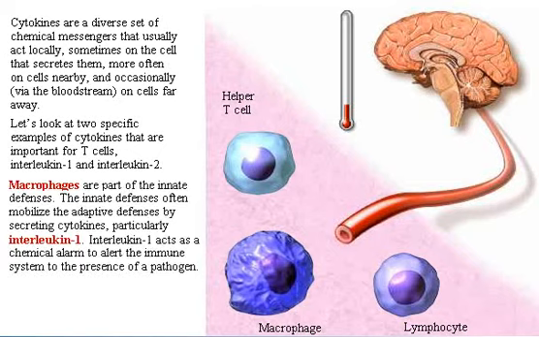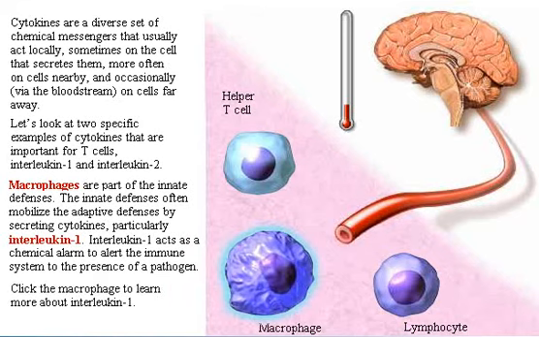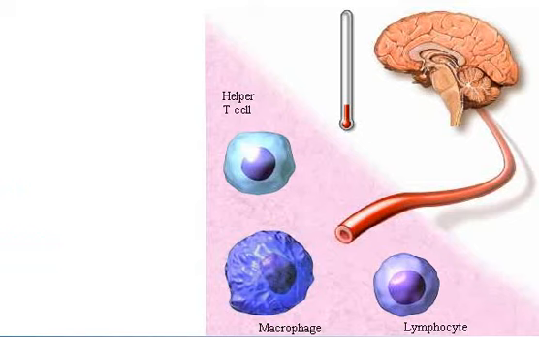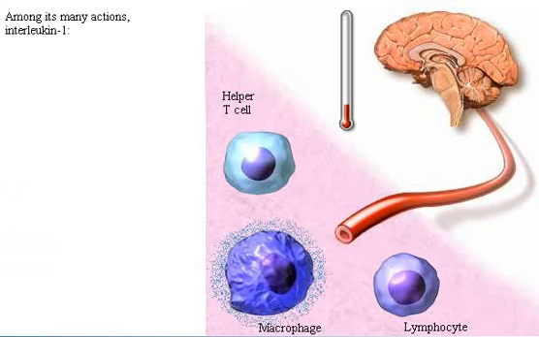Recall that macrophages are part of the innate defenses. The innate defenses often mobilize the adaptive defenses by secreting cytokines, particularly interleukin-1. Interleukin-1 acts as a chemical alarm to alert the immune system to the presence of a pathogen. Click the macrophage to learn more about interleukin-1. Among interleukin-1's many actions, we will discuss three in particular.